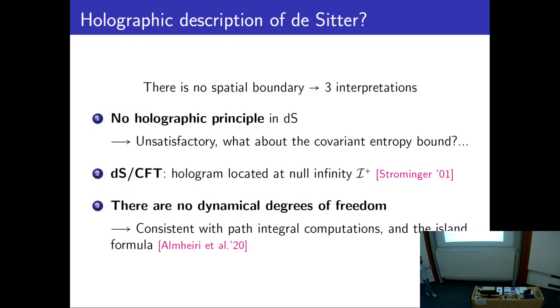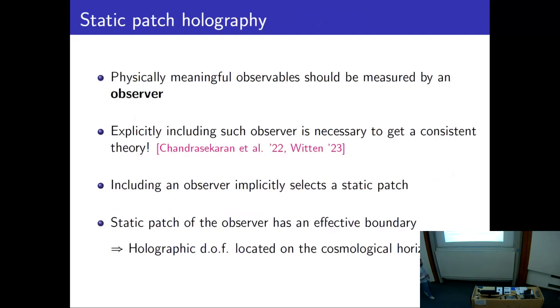So we have to accept the idea that there will be no dynamical degrees of freedom in quantum gravity describing de Sitter space. The idea that there are no dynamical degrees of freedom in the theory is a bit strange, although it's consistent with path integral considerations as well as the island formula. Though if we accept this idea, there's still a question to be answered, which is that we do live in a universe that is de Sitter-like, and we do observe non-trivial dynamics. So a satisfying quantum theory of gravity in de Sitter space should be able to explain such non-trivial dynamics.